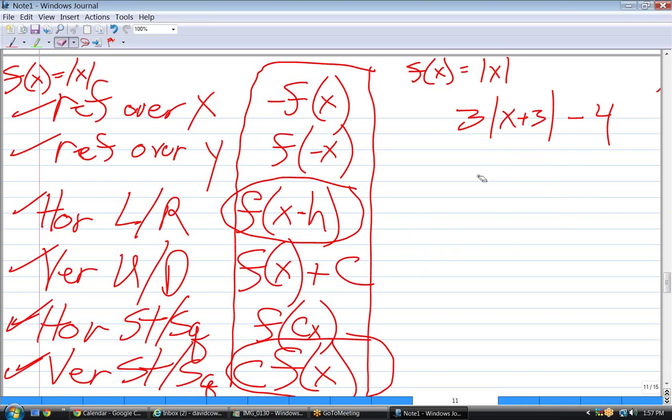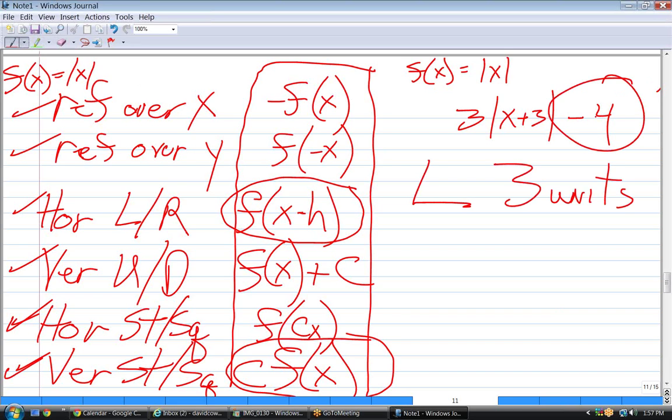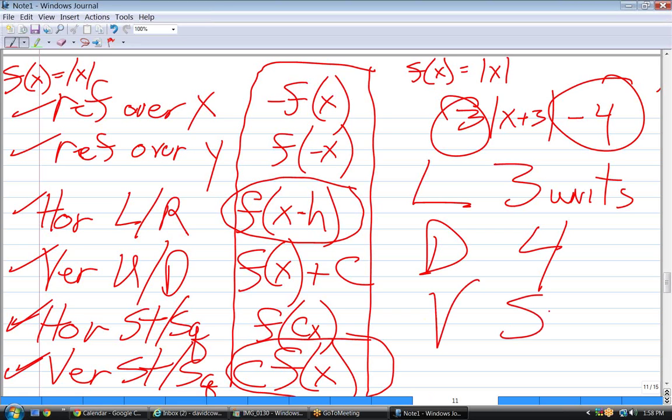So we have a translation to the left, 3 units. What's the effect of this? That's a vertical up and down by... which way? And then that's down. So it's down by 4. Down by 4. And finally this. That's a vertical shift. Stretch or squeeze? Stretch. Exactly. So if I wanted to graph that, we'll just end on that.